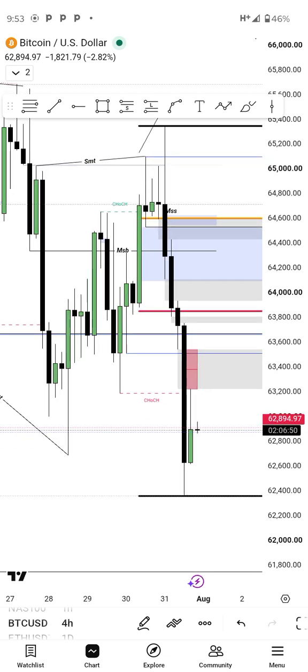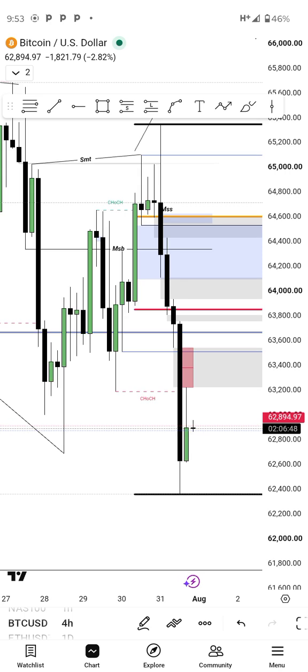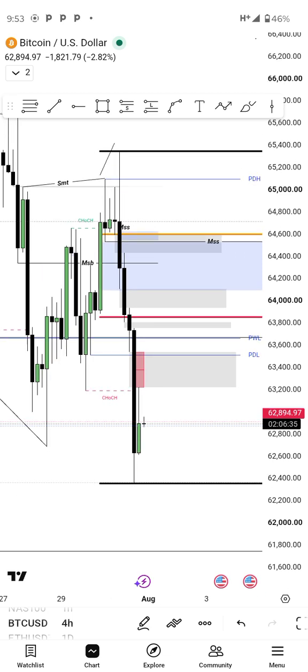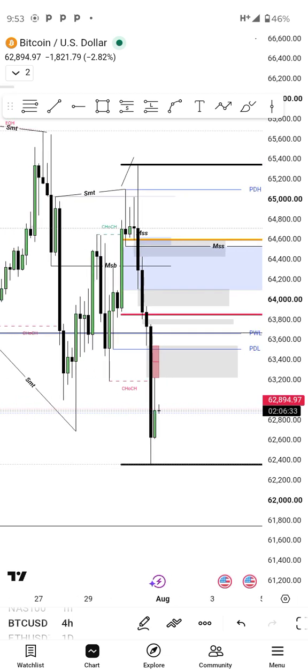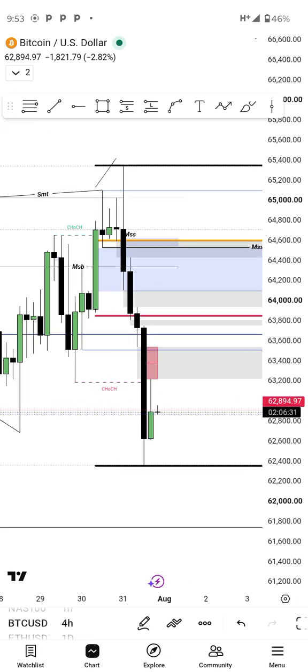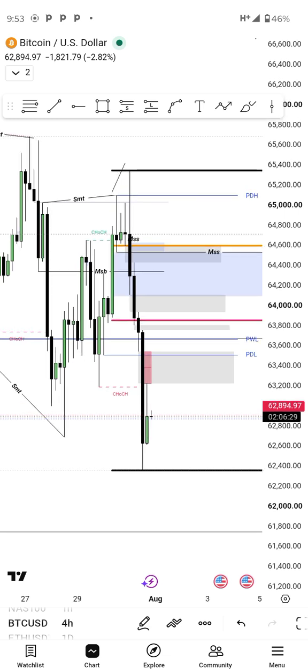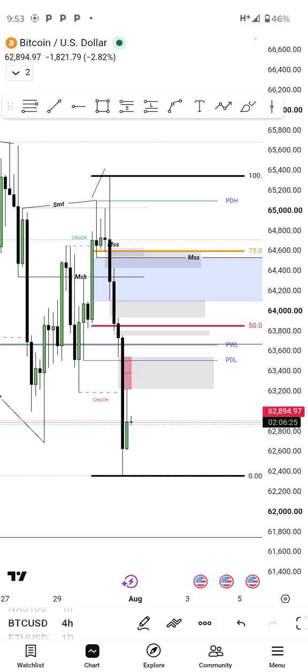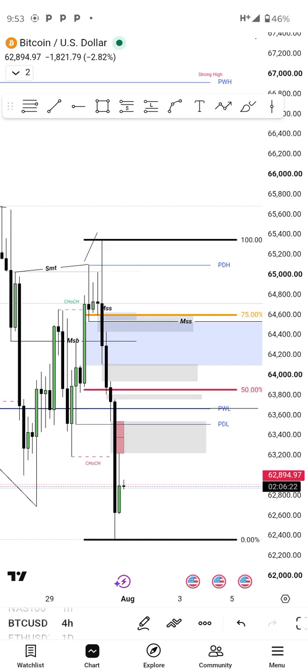We're going to do some analysis on gold and some pairs: gold, BTC, Euro USD, US Tech, which is Nasdaq, and GBP USD. I don't want to baffle you with much talk, but what I'm looking for on BTC next week, or throughout the week before a sell, is this.